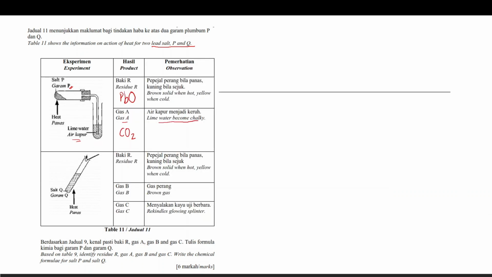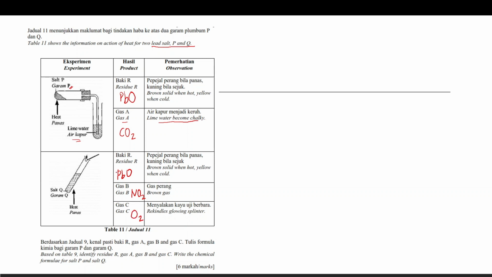Okay, for salt Q, when you heat it, it forms residue R, a brown solid when hot and yellow solid when cold. So we know that this is lead(II) oxide. Then it produces gas B, which is a brown gas. Brown gas, we know this is nitrogen dioxide. Then gas C will rekindle the glowing splinter, meaning that this is oxygen, for sure.